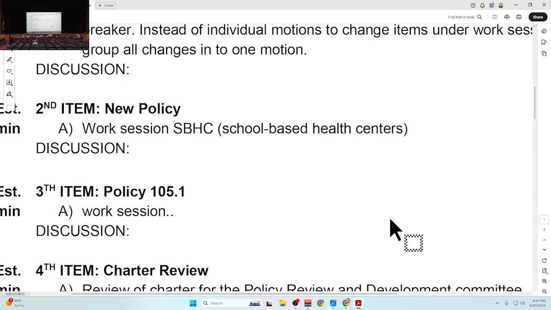Where are we going to put that? Under which section? That would be under the exemption section again. Exemptions, okay. That was 15.